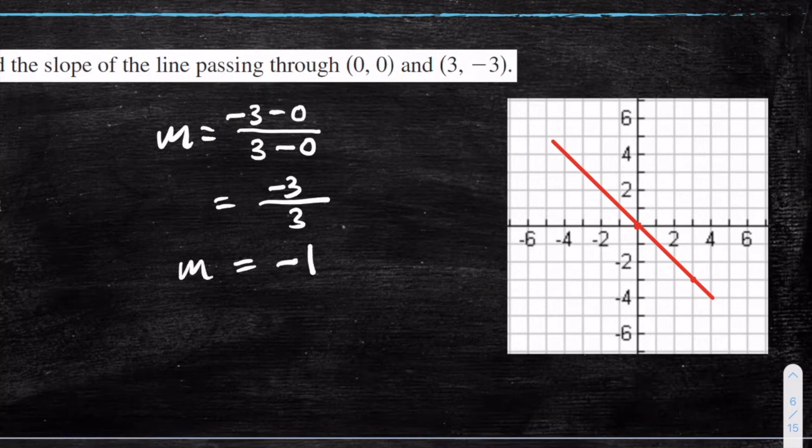And you'll notice that that's consistent with the graph that we have over there, because if we start on any point on there and go down one and over one, we're back to the line. Go down one again and over one, and we're back to the line. And so that's showing a slope of -1.